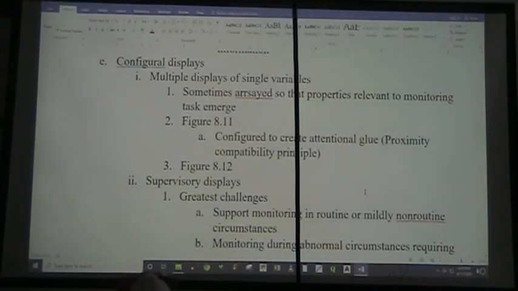All right, so configural displays are, we have multiple displays of single variables. Sometimes arrayed, or maybe arrayed would actually be better, so that the properties that are relevant to our task are going to be seen more easily by glancing at a group of things or a couple of things at the same time.